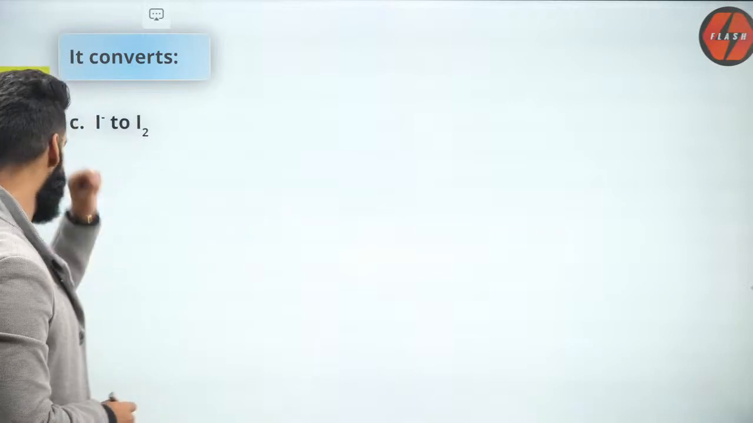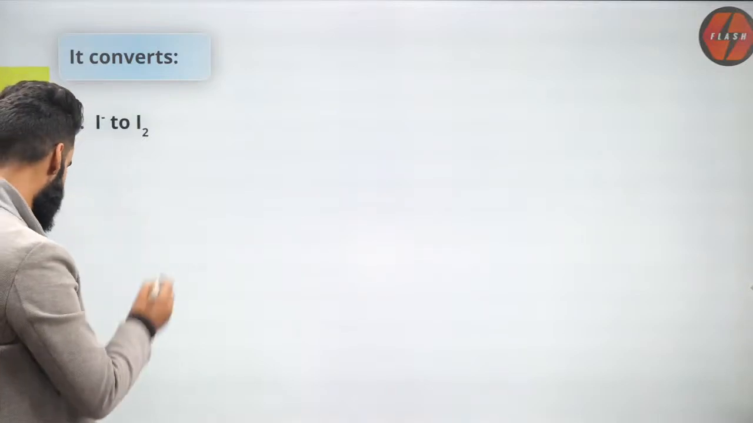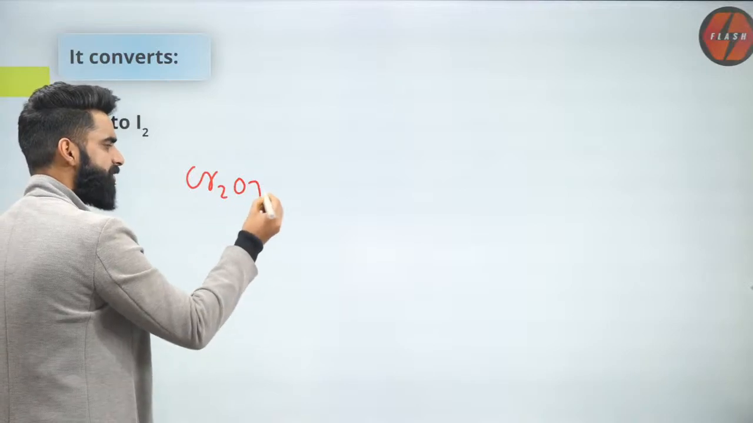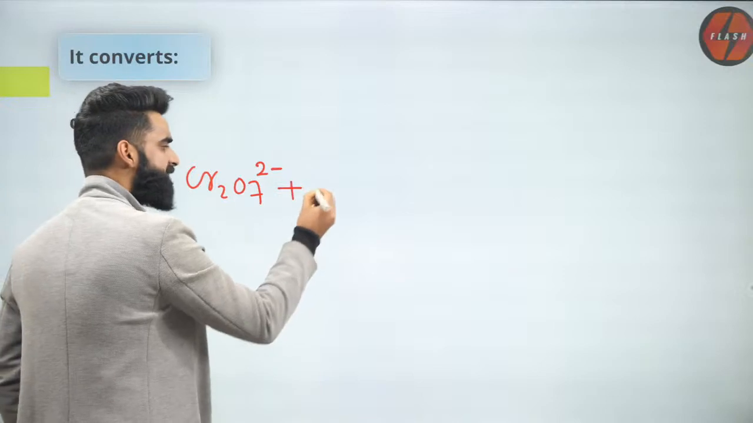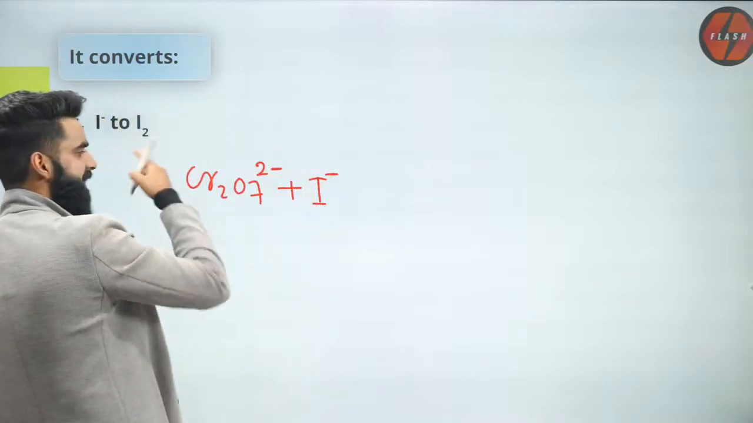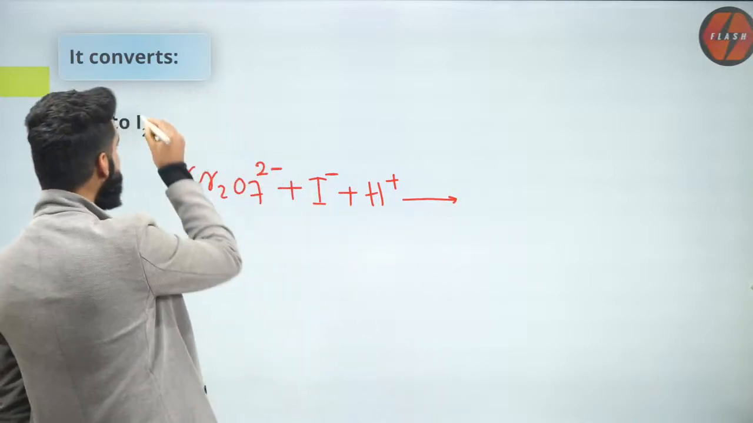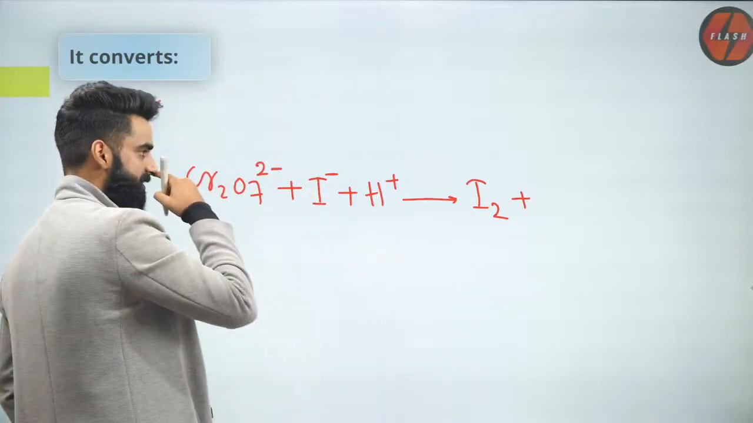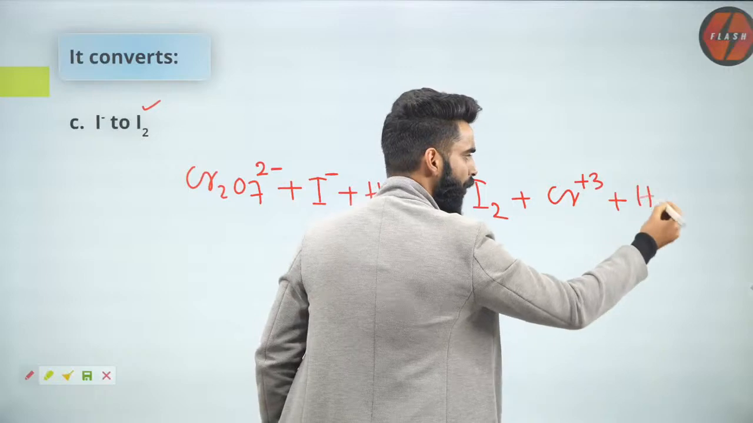Let me tell you, the same potassium dichromate, or I can simply write Cr2O7 di-negative, converts I negative in acidic medium to I2. And the same Cr2O7 di-negative in acidic medium changes to Cr plus 3. And with this, I'm putting some water as well.